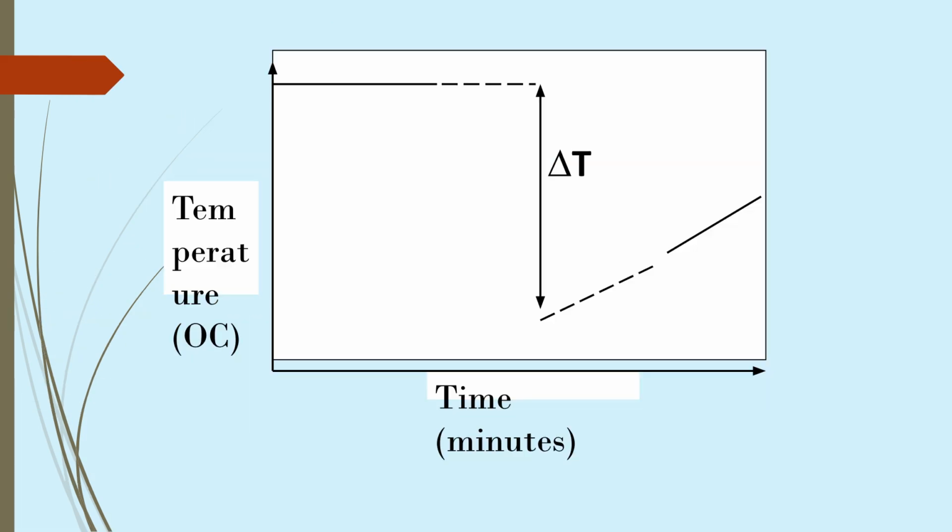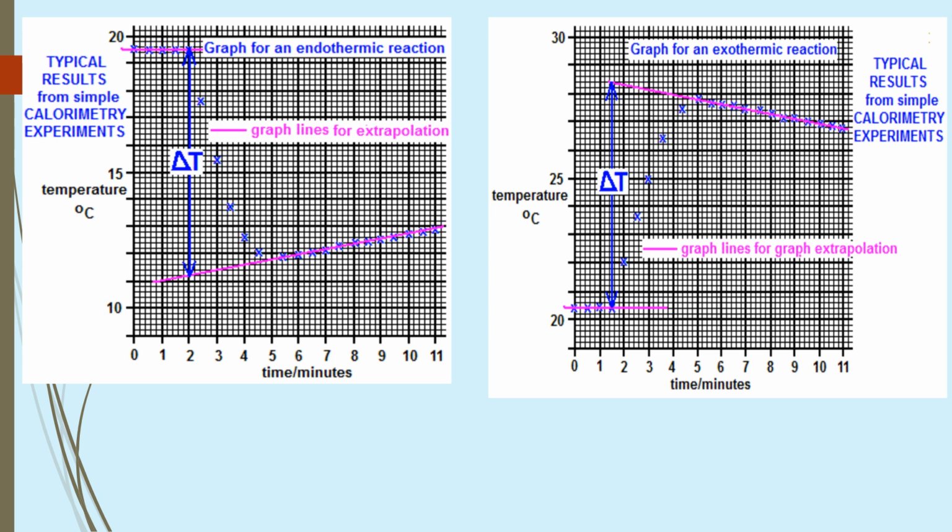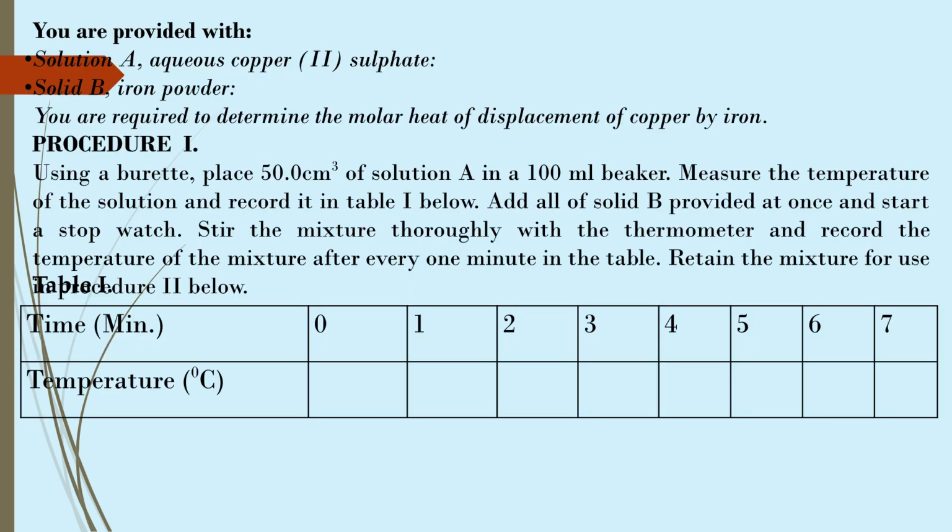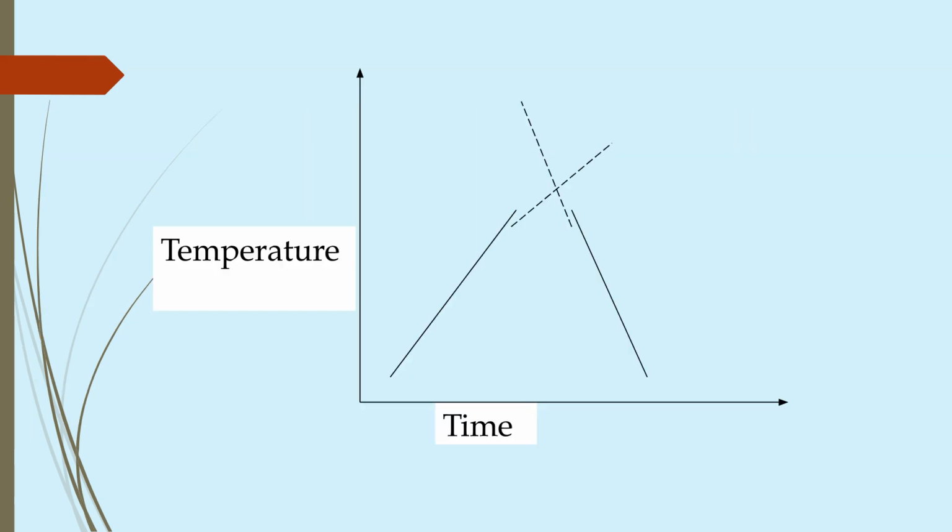Plotting a temperature-time graph for the enthalpy change experiment helps determine the maximum temperature change, delta T, which is essential for calculations. The images display examples of typical enthalpy change setups and corresponding graph plots for experimental data. To find the molar heat of displacement of copper by iron, mix aqueous copper(II) sulfate with iron powder. Record the temperature change over time while stirring the mixture. The temperature-time data collected during the displacement reaction experiment is plotted on a graph to determine the temperature change.